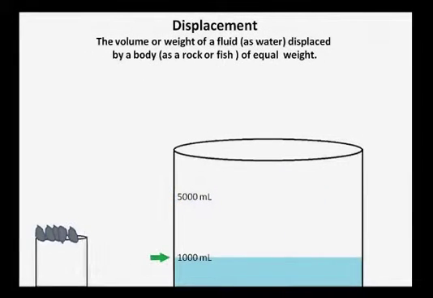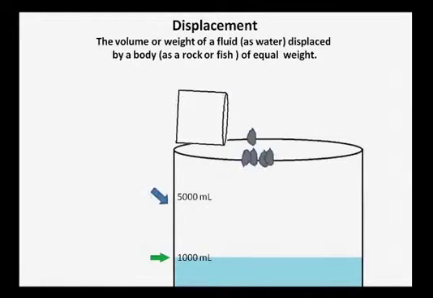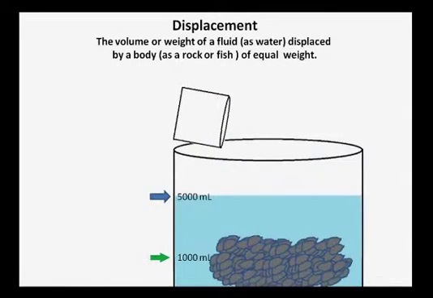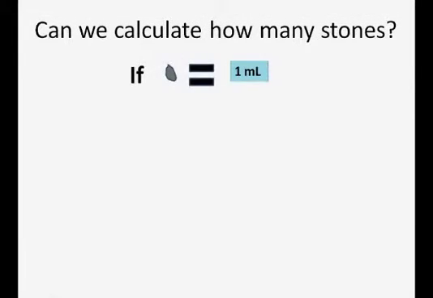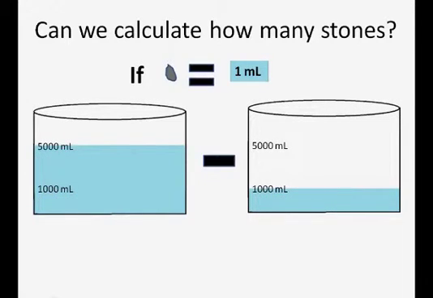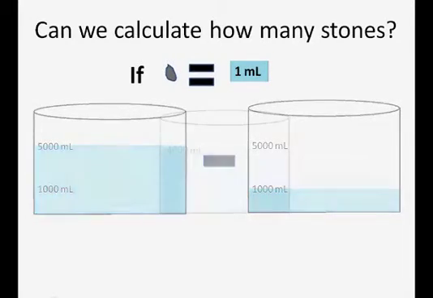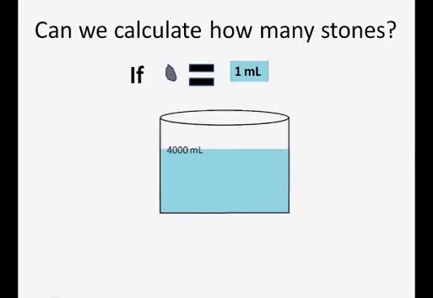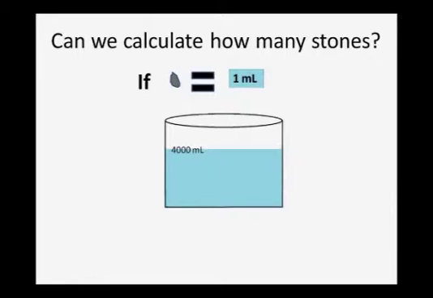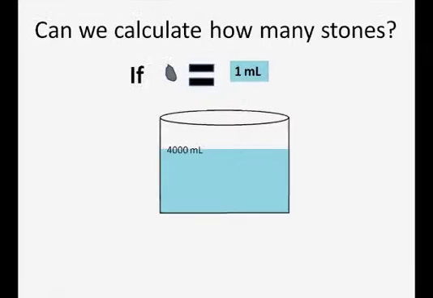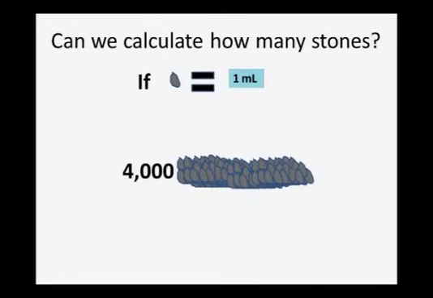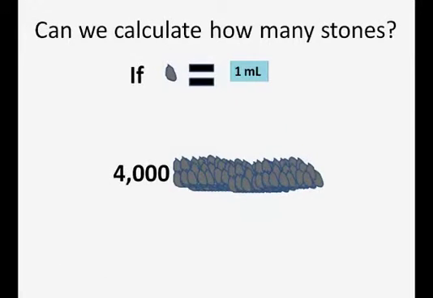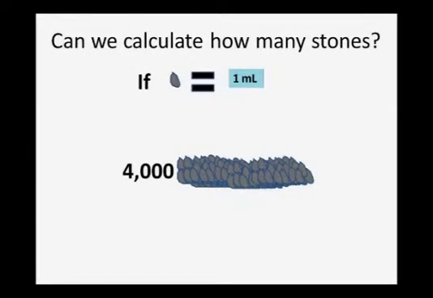Now we will fill a larger beaker with 1,000 milliliters. We add stones to the water until the level reads 5,000 milliliters. How many stones did we add? If 1 stone displaces 1 milliliter, we subtract our starting water level, 1,000 milliliters, from our ending water level, 5,000 milliliters. In our example, we displaced 4,000 milliliters with our stones. From our samples, we calculated that 1 milliliter is displaced by 1 stone. Therefore, 4,000 milliliters are displaced by 4,000 stones. This is a much more efficient method of counting large numbers of similarly sized things.